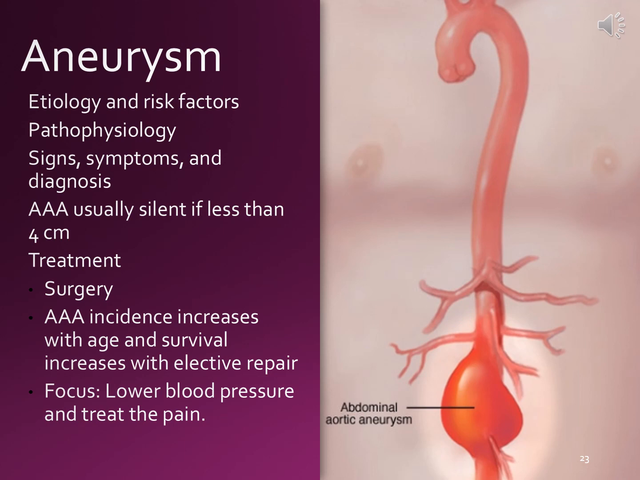Survival of a AAA increases with elective repair. If it bursts and it's emergent repair, the survival rate is much less. So when you find out someone has one and it hasn't ruptured, the focus then is to treat them by lowering the blood pressure and treating the pain. And the pain is sometimes the first and only symptom you'll have.